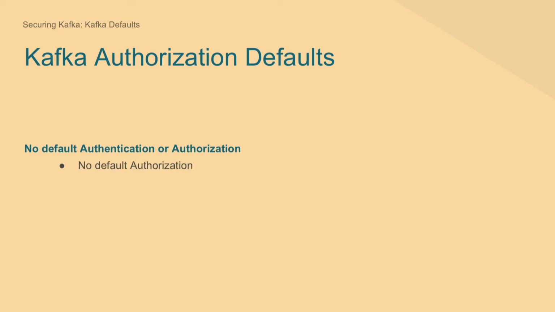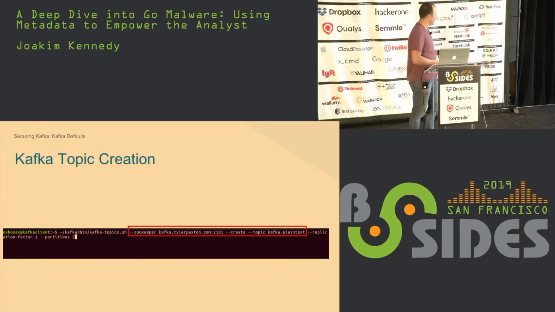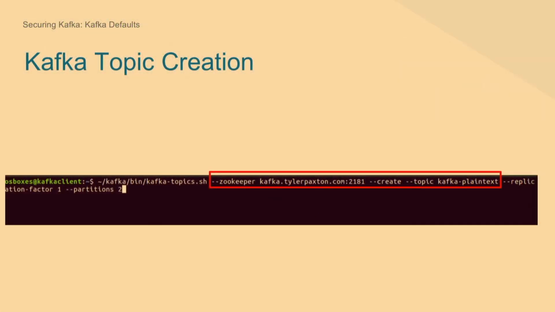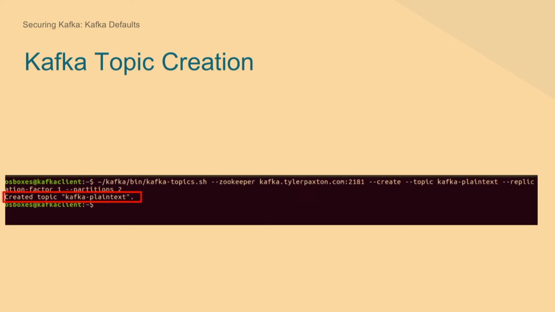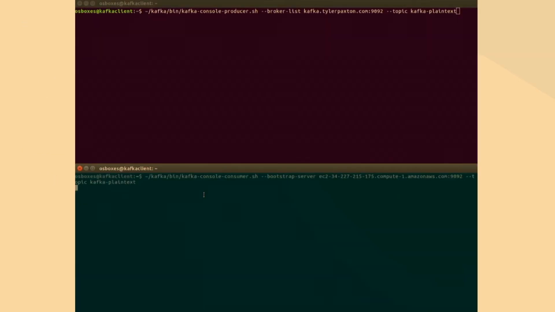Again, there's no default authorization or authentication, so that means that anybody could create or delete a topic. What that would look like is here I have a sample Kafka client that I've connected to my Kafka service. I've just asked it to create a topic. There's no authentication going on here, and once I've done that, I get a created topic and everything's happy. Again, this is just what it looks like out of the box.